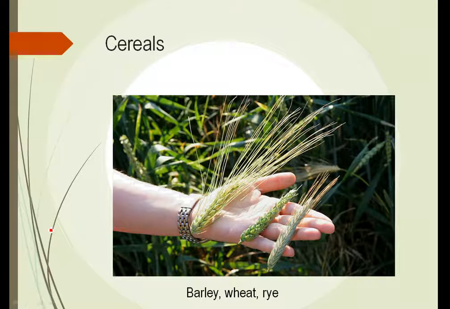The most common grasses that humans use are the cereals: barley, wheat, and rye. Corn can also kind of be included in that cereal group. And here we see barley, wheat, and rye. Notice that they're seed heads that combine multiple seeds in the same structure, with varying sizes of seeds. Wheat is the most commonly used cereal grain in the U.S.